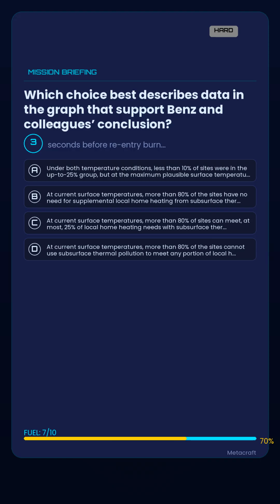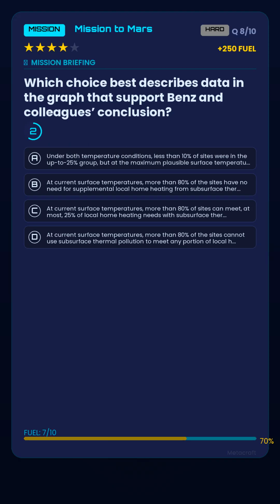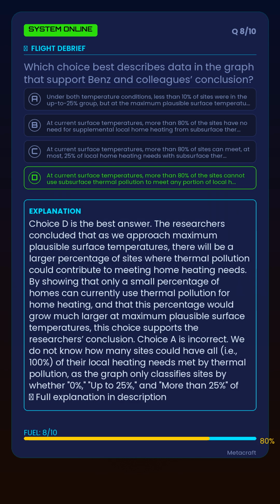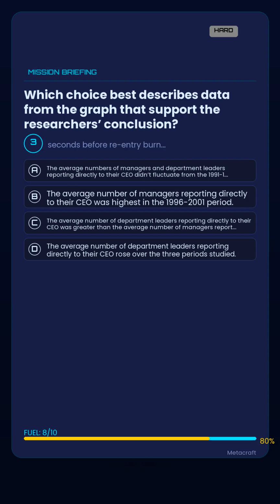Option D, at current surface temperatures, more than 80% of the sites cannot use subsurface thermal pollution to meet any portion of local home heating needs, but at the maximum plausible surface temperature, that percentage drops below 20%. The correct answer is D. Which choice best describes data from the graph that support the researcher's conclusion?